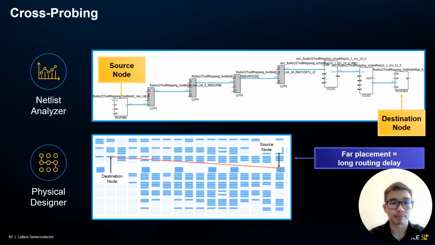In the top diagram, the Netlist Analyzer view shows the selected path, and from here, we can see the number of logic levels between the source and destination nodes. That, combined with the Physical Designer view at the bottom, shows the actual placement of this logic on the device. In this example shown here, it is obvious that the source and destination nodes are placed rather far apart.